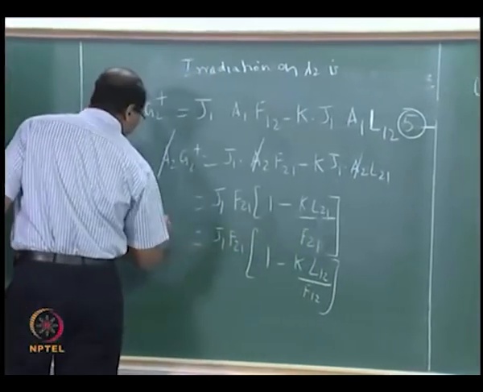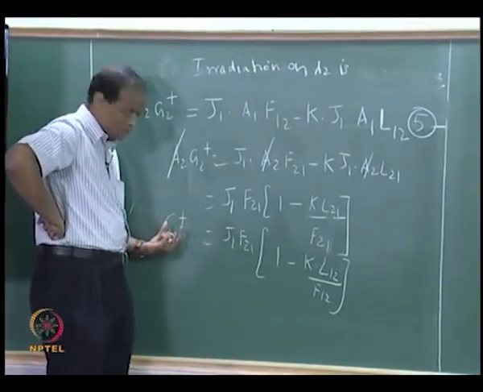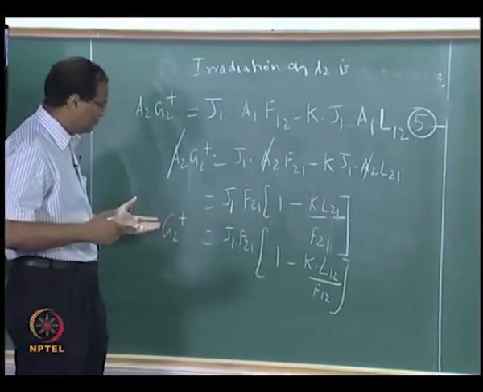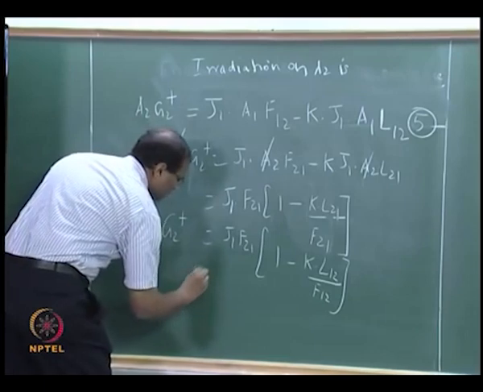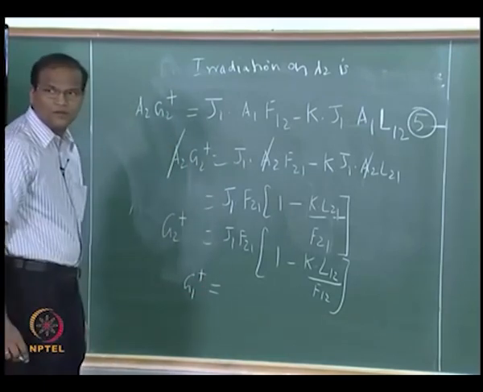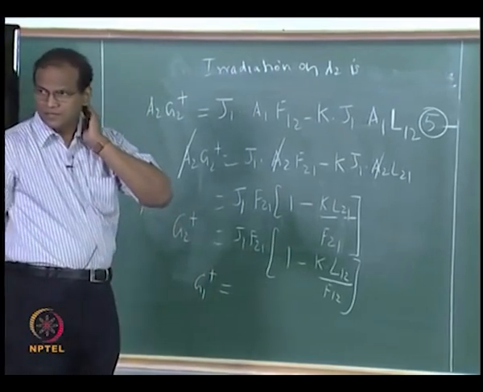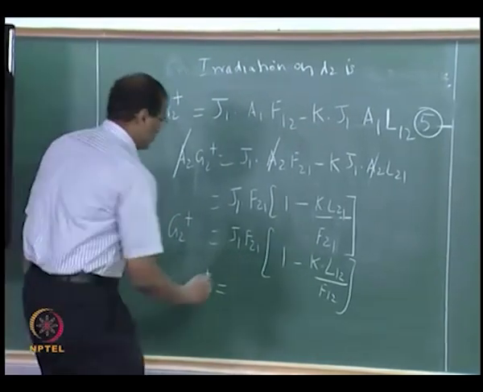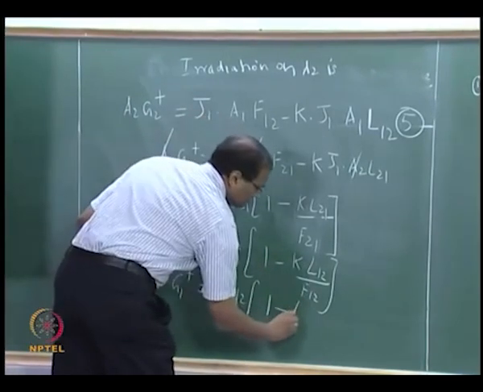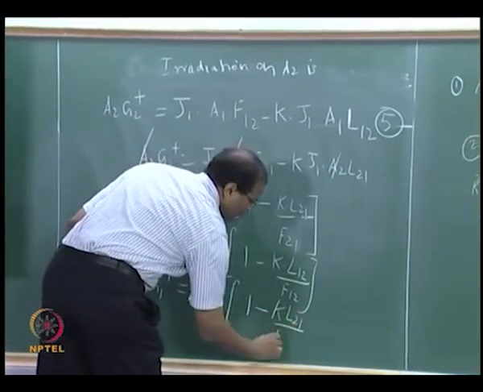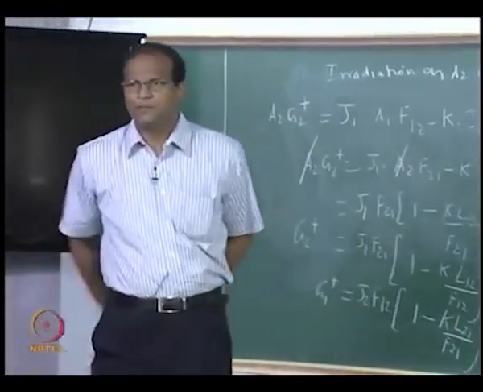G2 star, by the same token I can write G1 star, right, therefore G1 star will be J2, any of the two things, correct, any of the two things, it will be the same, right.